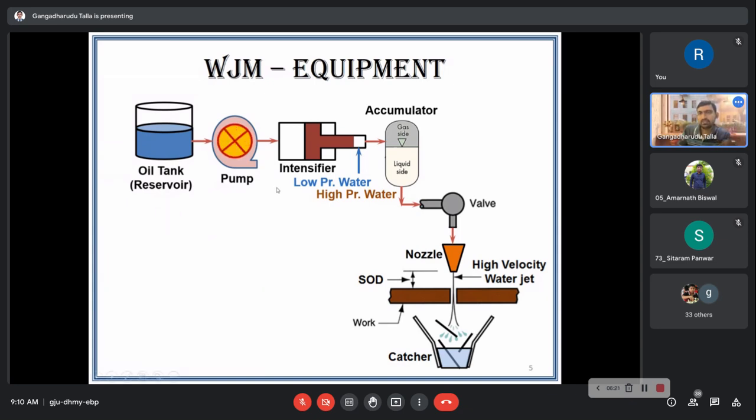Now the pump is running, and there is one intensifier. You are pumping the water into the intensifier at low pressure. The intensifier increases the pressure by compressing the water. That compressed water now goes into the accumulator. The duty of the accumulator is to maintain the water at that same pressure. It is acting as the reservoir of water at high pressure. Now that pressure will be coming down.